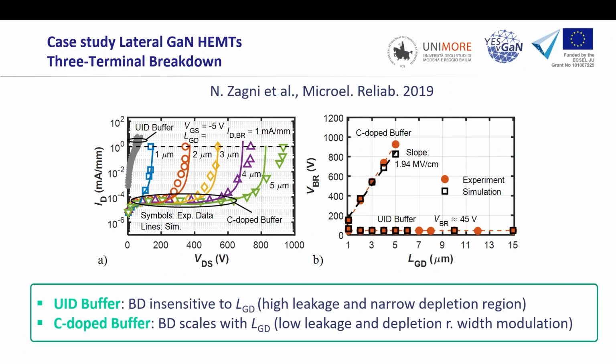And we can see it here. These are compared to the measurements that the UID buffer will just increase the current very much at fixed voltage, so regardless of LGD, VBR will just stay there. And instead in the C-doped buffer, because you decrease this leakage, you will see this slope happening that is in agreement with the measurements. So with the simulations, we could understand what is happening, and we could tell that it was actually the C doping that was giving this kind of effect.